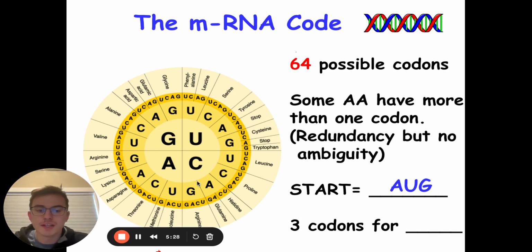We then have 3 different codes that tell us to stop, and you can see those right here and right here. We have UAA and UAG as well as UGA. Those are our 3 stop codons. Those say, all right, we have completely made this entire chain of amino acids, and now we're done. This is what we want. So we're going to stop and we're done.